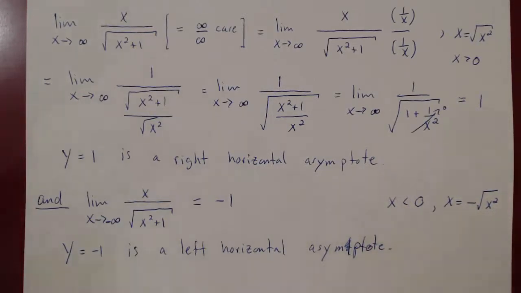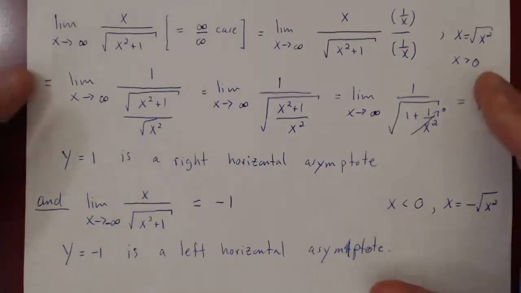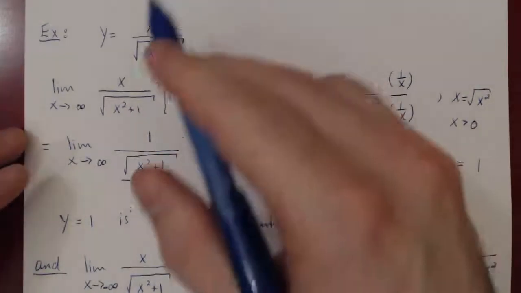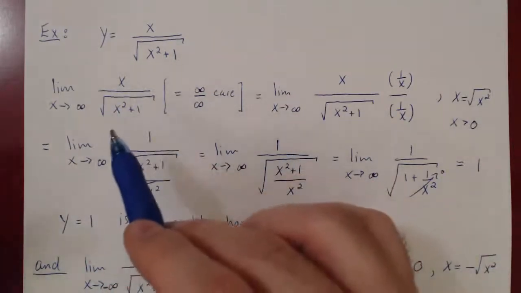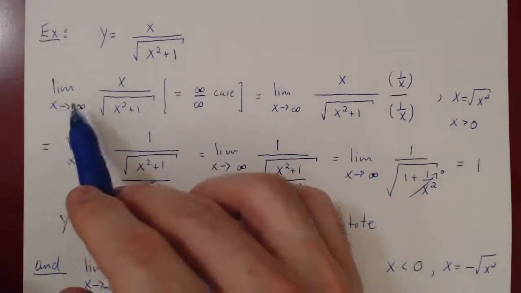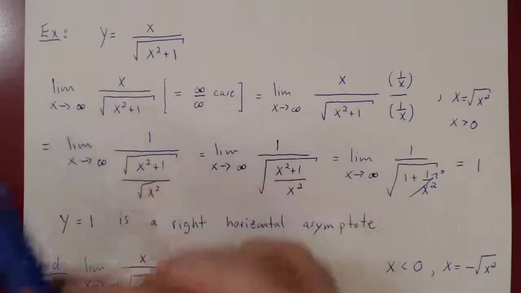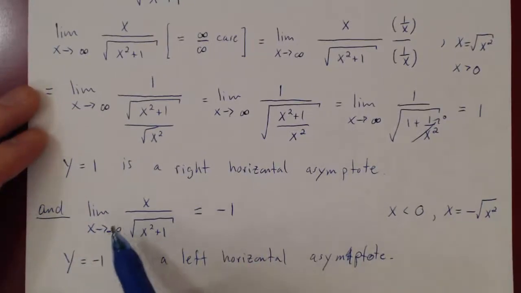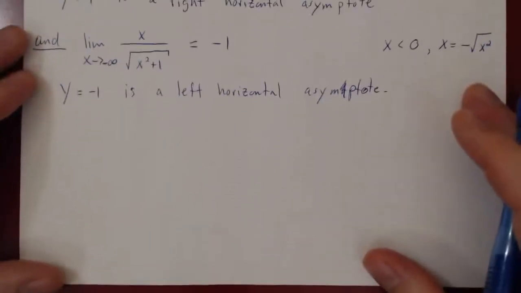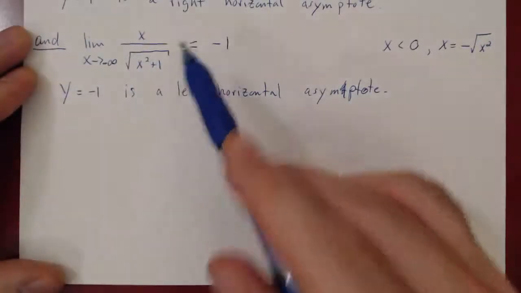And let's just visualize roughly the graph of this function, keeping in mind that what we have now is a description of the behavior of the function for very large values of x. When x is really, really big and positive, the y values are really, really close to 1. And when x is really, really large and negative, the y values are really, really close to negative 1. So let's produce a very rough sketch of this function.